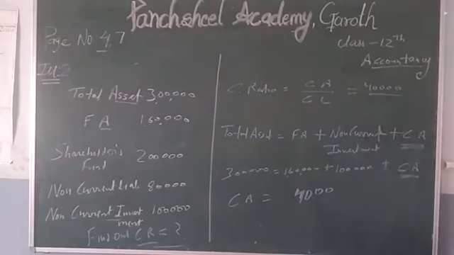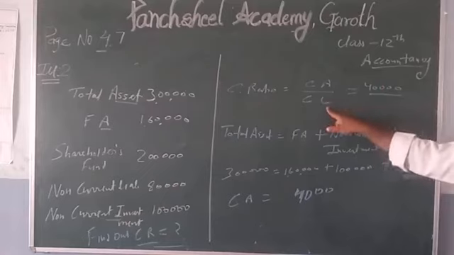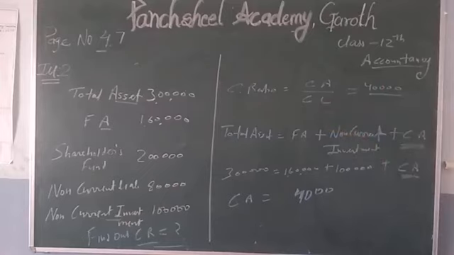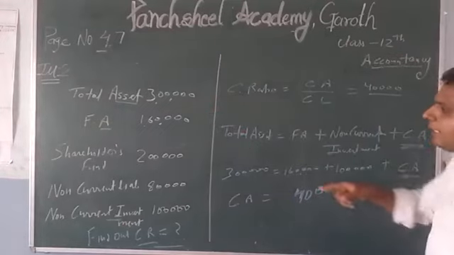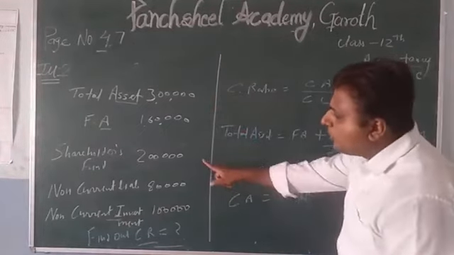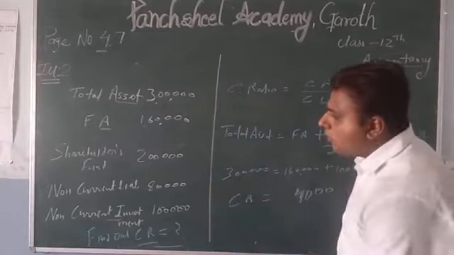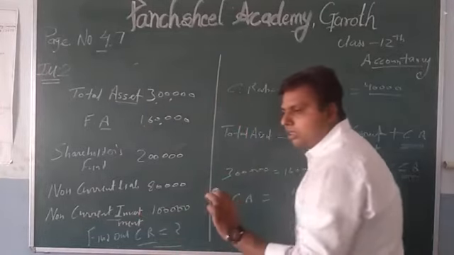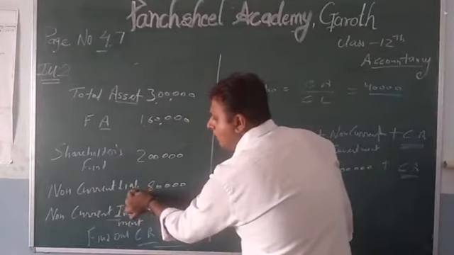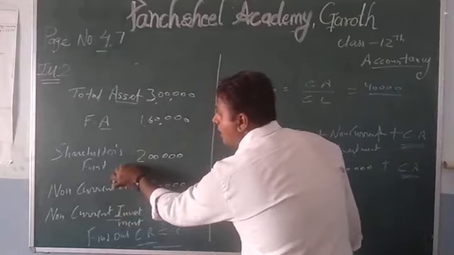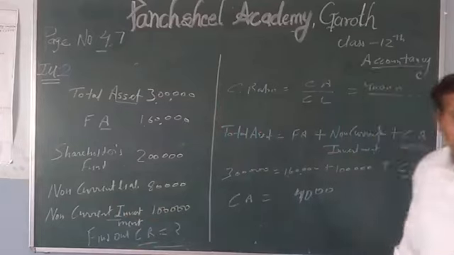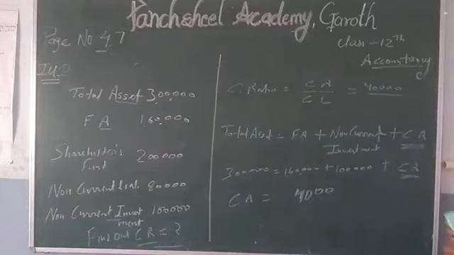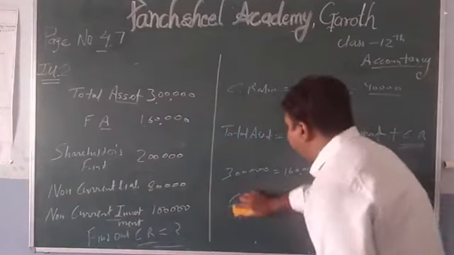But again, I have to find the current liability also. Now I have to find current liability. Current liability is not given, non-current liability is given, shareholder fund is given. So it is a clue for me again. See on the blackboard. I am solving it again.